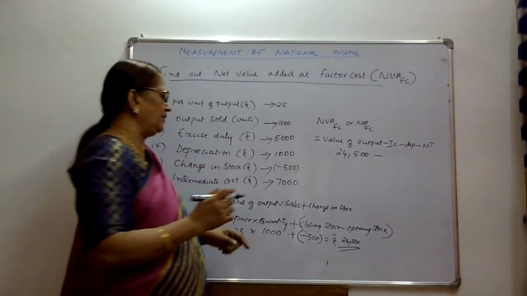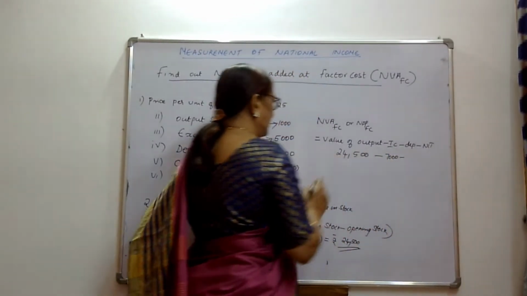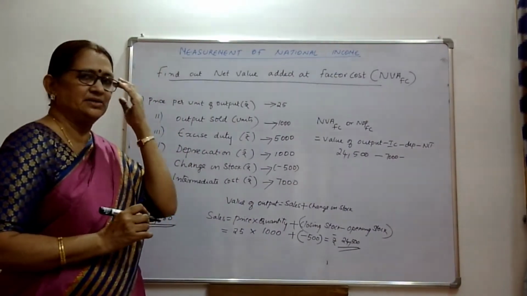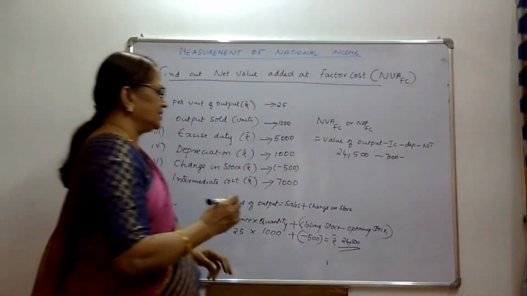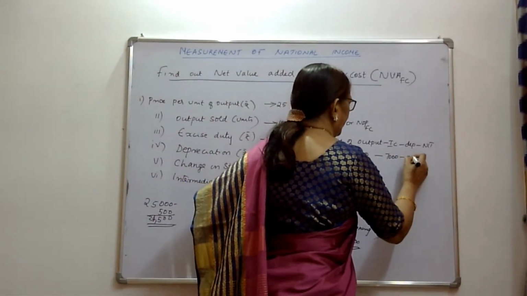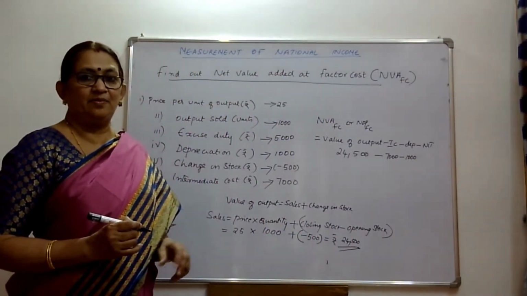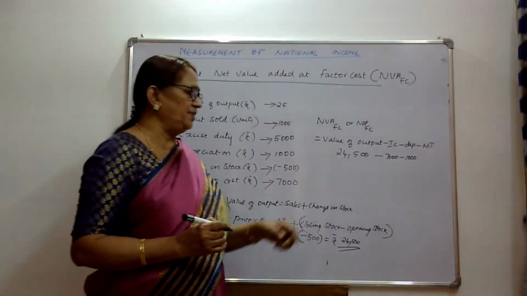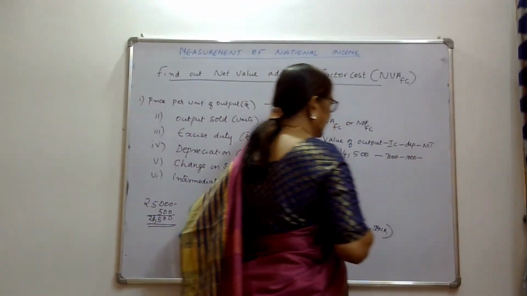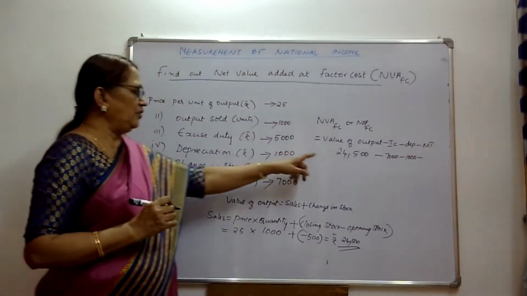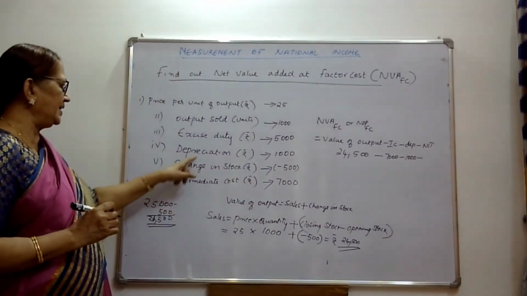24,500, intermediate cost value 7,000. By doing this much, value of output minus intermediate consumption, we will get value added. Minus depreciation. Yes, given, 1,000. So now it has become net value added at market price. By doing this much, we will get net value added at market price. Now minus net indirect tax. Okay. So value of output minus intermediate consumption minus depreciation minus net indirect tax.